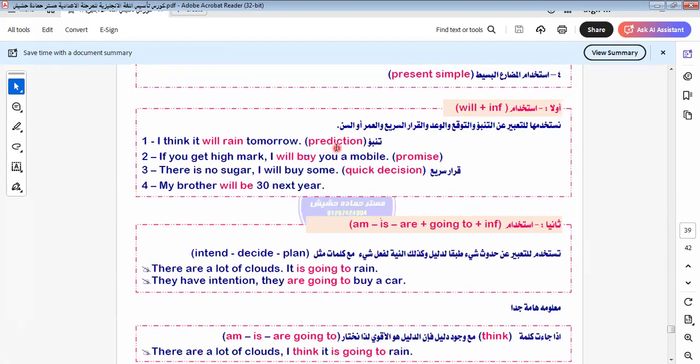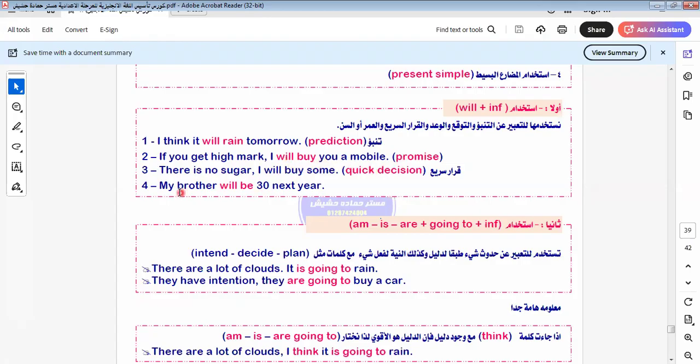The future expresses prediction. Okay. I think it will rain tomorrow. If you get high marks, I will play. Here is the conditional, which we will explain later. It is the first type of if: you have the present simple form, and in the other part will plus the infinitive form. I have videos about if conditional. You can return to our videos and revise what I told you in them. Okay. If you get high marks, I will buy you a mobile.